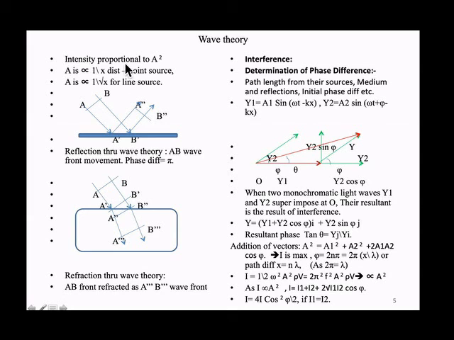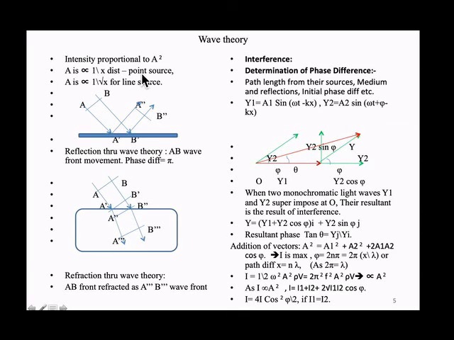Here intensity is proportional to A square, where A is the amplitude. This light has crests and troughs, as an electromagnetic wave. The crest gives amplitude, the trough gives minus amplitude. So intensity is proportional to amplitude squared, but amplitude is inversely proportional to the distance from the source. Suppose this is the point source; as you go up, amplitude comes down and the intensity goes down.